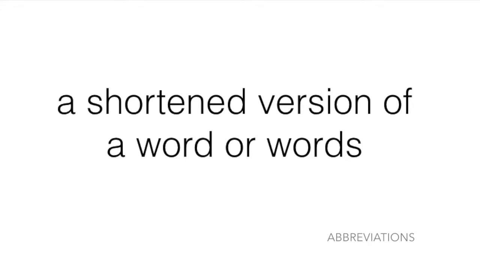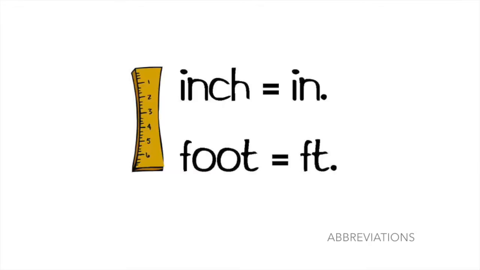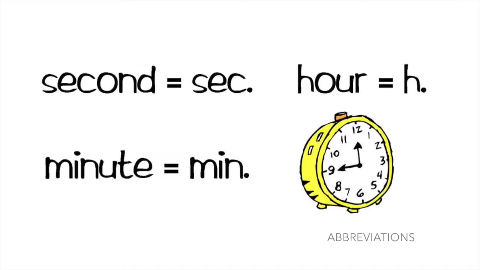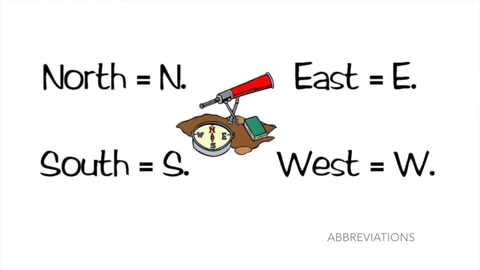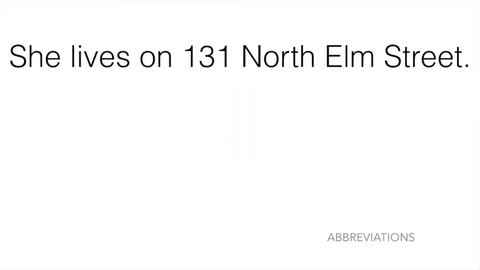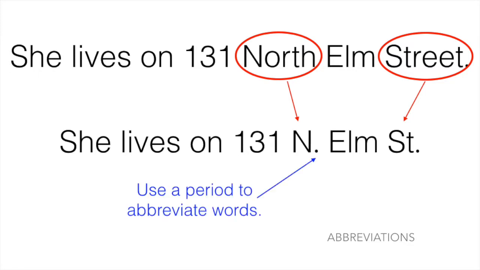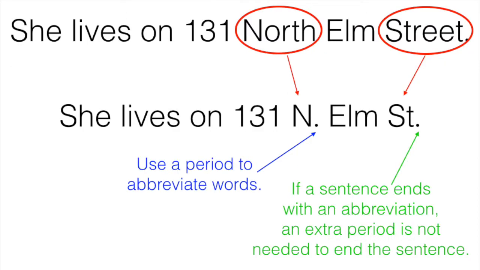Moving on to our next concept, we have abbreviations. An abbreviation is a shortened version of a word or words. Many different words have abbreviations, including measurements of length, volume, time, street names, and cardinal directions. Here's an example of using abbreviations in a sentence. She lives on 131 North Elm Street. Now here we could make this sentence shorter by using periods to abbreviate words. So here we shortened the word north to N and street to ST with a period. Also, if a sentence ends with an abbreviation, an extra period is not needed to end the sentence.